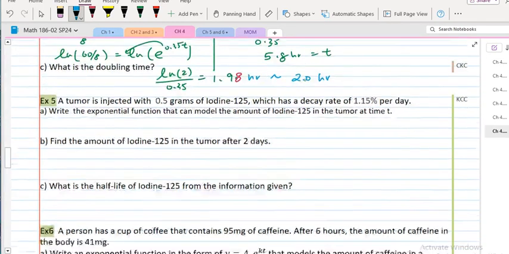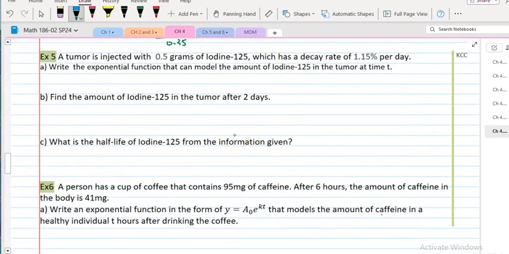Okay, and so in this video we'll do two applications related to radioactive decay or chemical compounds decay. Example 5: a tumor is injected with 0.5 milligram of iodine 125, which has a decay rate of 1.15% per day. So we don't know half-life, but we know decay rate. So this is decay equal to 0.0115. So not 11.5, but because 1% is 0.01, you divide it by 100.